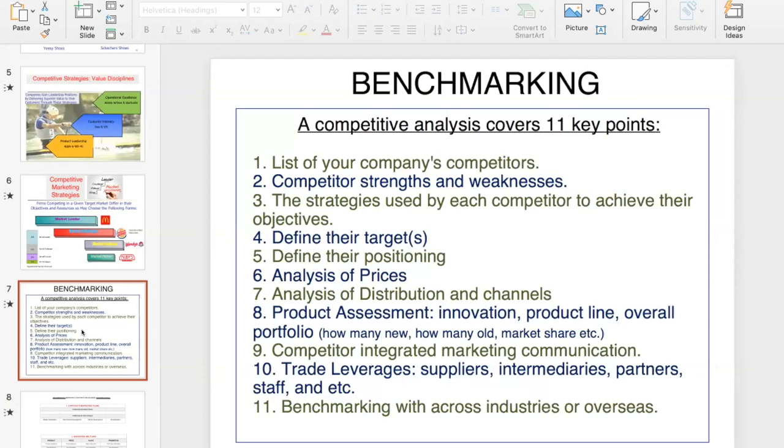But you should analyze more than their strengths and weaknesses. You should also analyze their strategies. Try to guess, estimate their strategies. Try to guess, estimate their objectives. Try to estimate also who they focus on, who their targets are. Try to define their positioning. So essentially, SW, strengths, weaknesses, and STP, segmentation, targeting, and positioning. And then look at their prices. So that's sort of the beginner benchmarking.